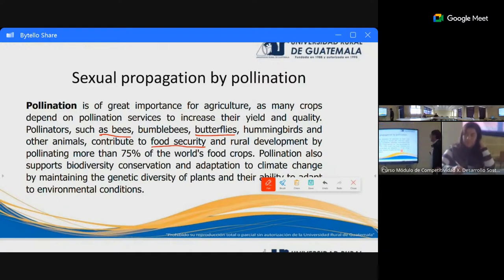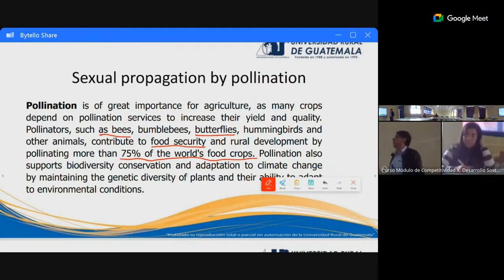and rural development by pollinating more than 75% of the world's food crops. So this is the reason why pollination is so important to reproduce new plants, because we depend on 75% of this process to obtain food, resources, and other materials from plants.